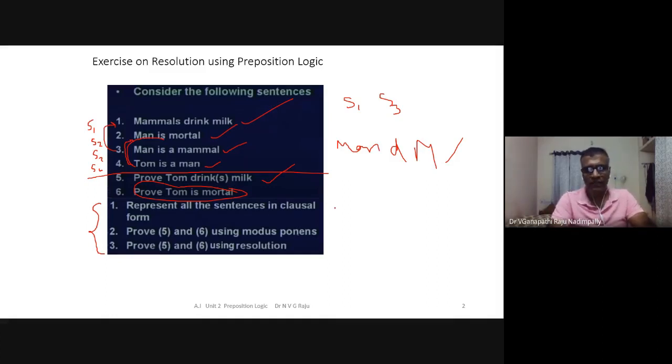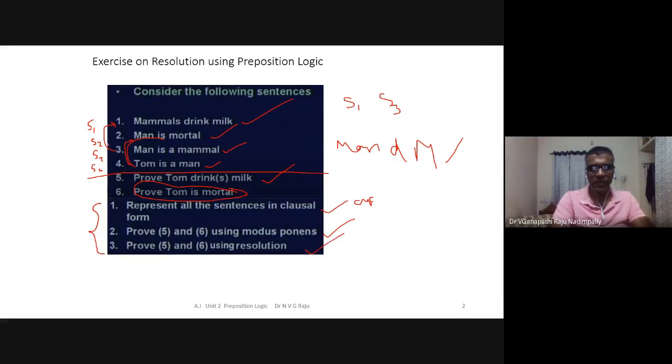To prove 5 and 6 I'm going to use 3 mechanisms. First, clausal forms, also called CNF. First understand the problem, then we can easily tackle it. Second, inferences using modus ponens, whose formula I have already given: P implies Q and P, we will get Q. Third, we should prove it using resolution.